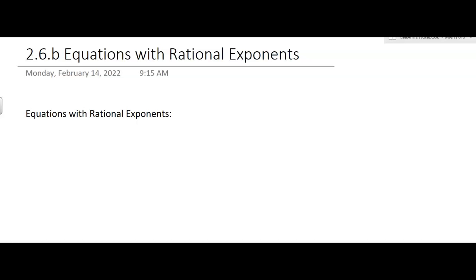Okay, so now we're going to have equations with rational exponents. The title of this whole section, 2.6, is kind of like other types of equations. And so this is falling under that category. There's kind of a bunch of different kinds of equations.